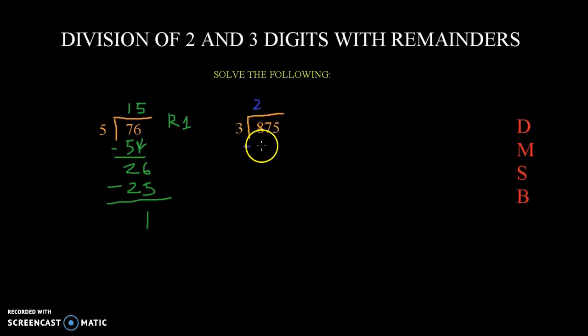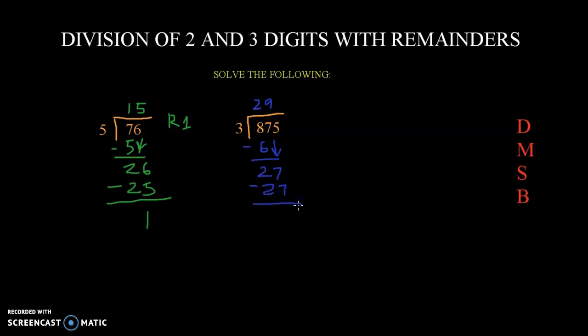3 times 2 is 6, right? Yeah. 8 minus 6 is 2. And 3 does not go into 2. So we bring down the 7. And 3 goes into 8 times. Okay. Are you sure? I'm not so sure. I think it's 9 times. 9 times 3 is? Oh yeah, 27.